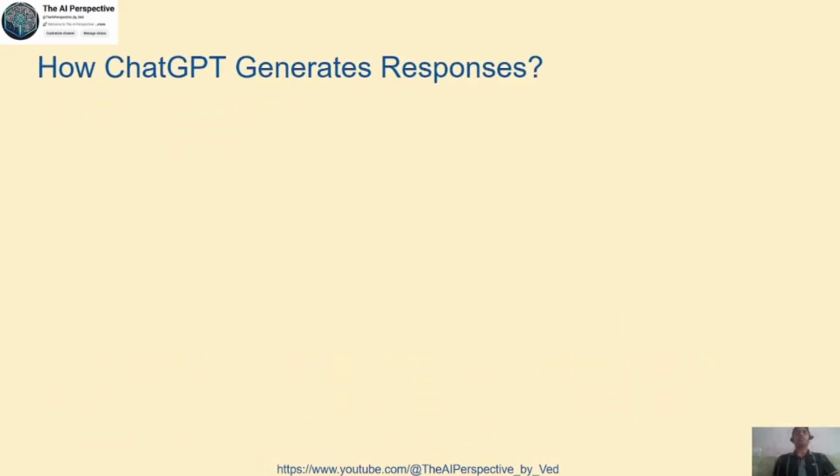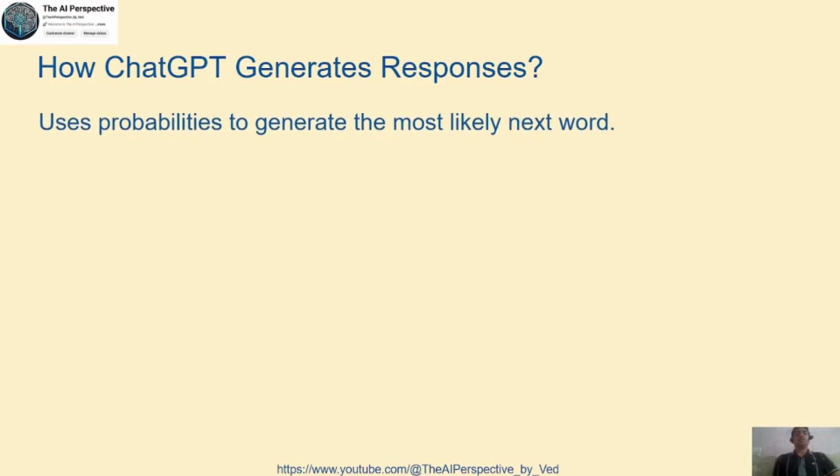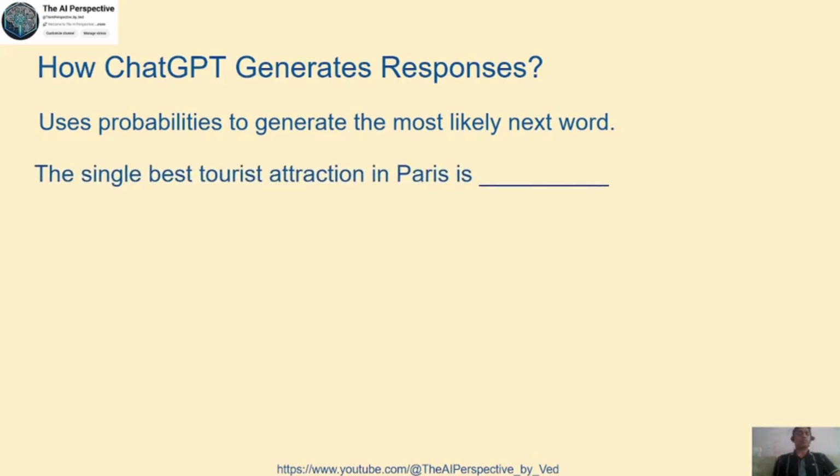How does ChatGPT generate a response? Once it has learned, how does it generate? Once ChatGPT learns the language, its grammar and its structure, it uses probabilities to generate the most likely next word. So this works in this way. Suppose I give this sentence to ChatGPT and want it to predict the next word. The sentence is: the single best tourist attraction in Paris is, and then the next word needs to be predicted.